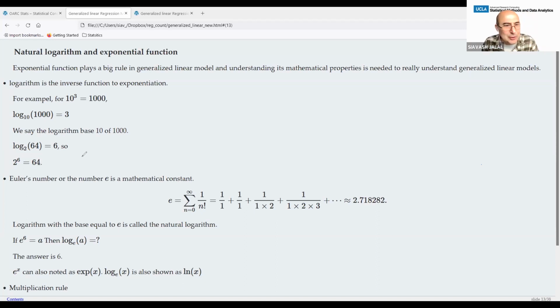There is one particular base that has a very interesting value, which is the Euler number, or e number, or natural number. And that is the summation of 1 over n factorial from n equal to 0 to infinity. Basically, factorial means you multiply n by n minus 1, by n minus 2, until you get to 1. And that value is approximately 2.7. Okay.